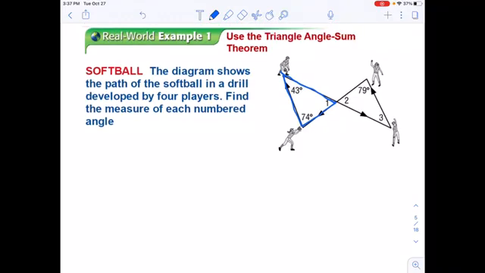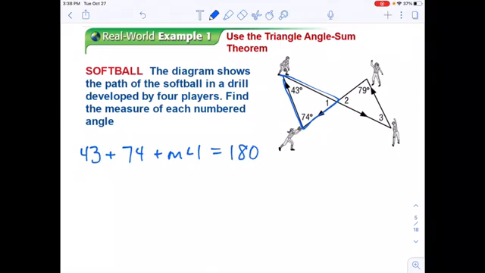Now you won't always go in the order that you're given. You might solve for angle 3, then 1, then 2. That's totally fine. In this case, I am going to go in the order that's given though. So I have the triangle right here. I know that 43 plus 74 plus the measure of angle 1 has to equal 180 degrees.